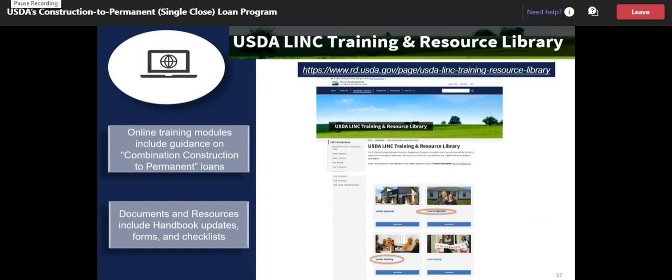We also have a training and resource library. So we have short on-demand trainings under loan origination and lender trainings. If you have a particular area that you want to brush up on, say income and assets or repayment ability or something of the sort, you can go to these on-demand trainings and take just those short 10 to 15 minute trainings on each topic, or you can go through them all, whatever you prefer to do. I thought we would highlight that as well. And there is one on construction, combination construction to permanent loans as well.